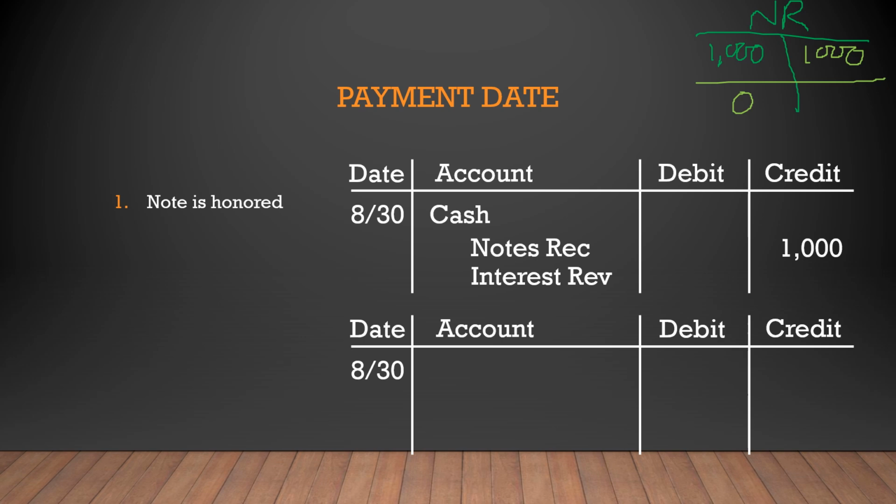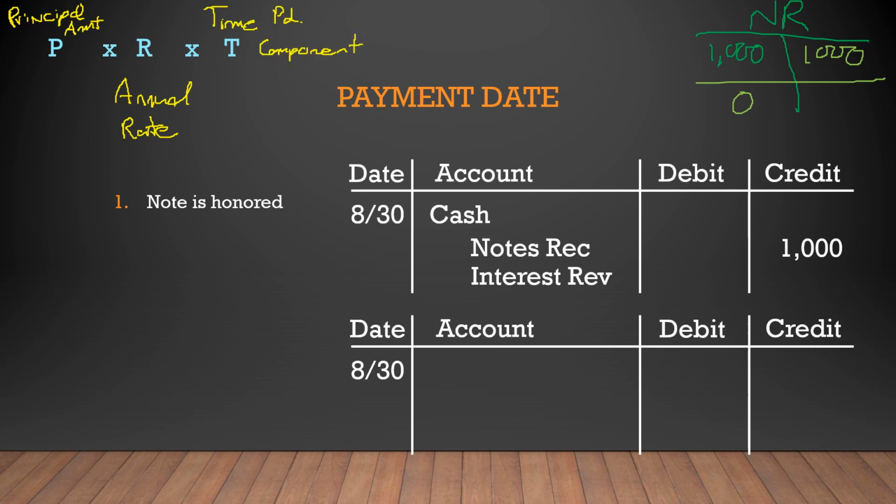How much interest is earned? We have a very simple formula. Interest earned equals the principal amount multiplied by the annual interest rate multiplied by the time period component. The principal amount is the $1,000 for which the note was originally written. The interest rate was 12%.